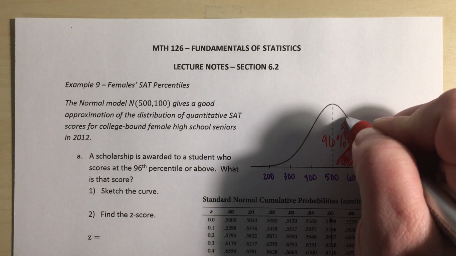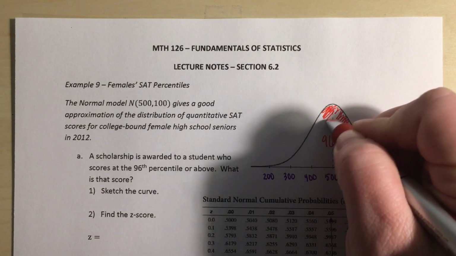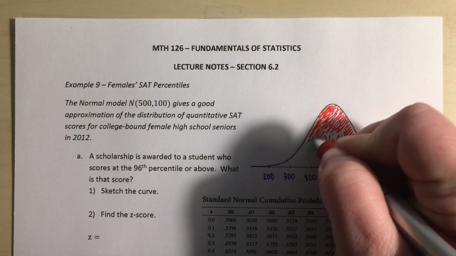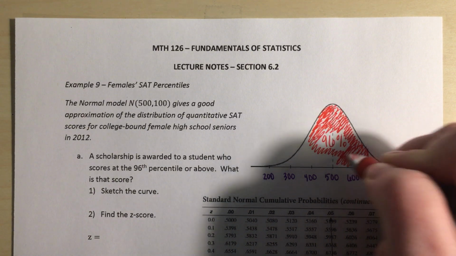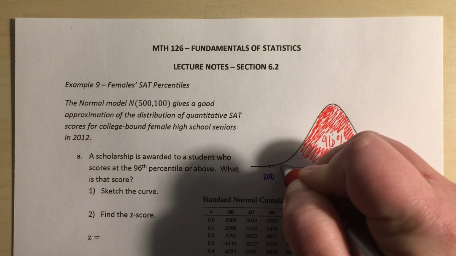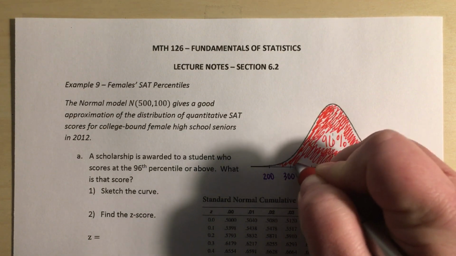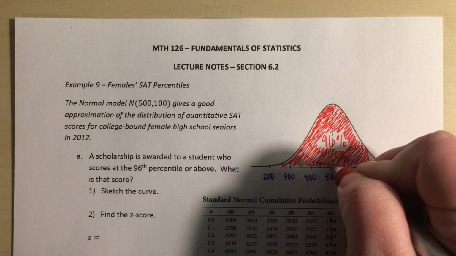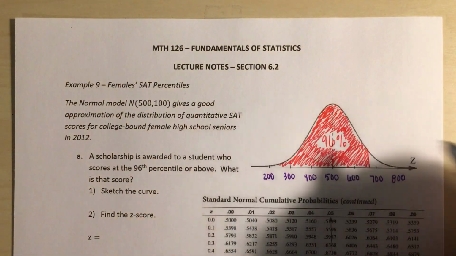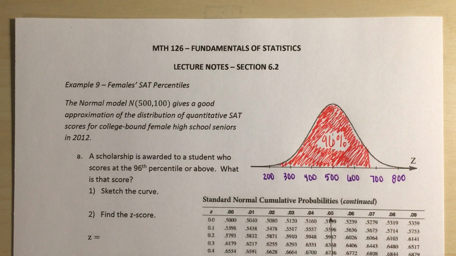Again, where we make our vertical line on our horizontal axis might not necessarily be exact, but we should be able to gauge how much we are going to shade. With 96%, we're shading in a large part of our normal curve. If we were doing 25% or something like that, we'd be shading in a smaller portion of our curve. So here is approximately 96% of our normal curve shaded in.